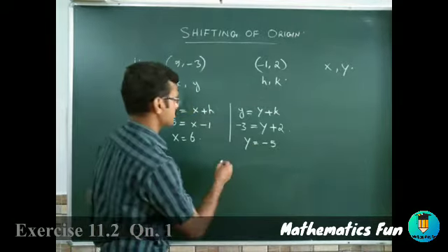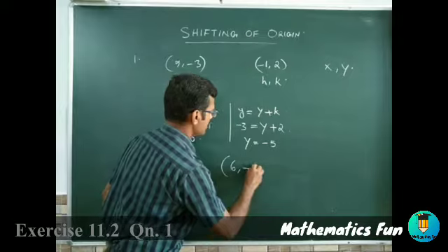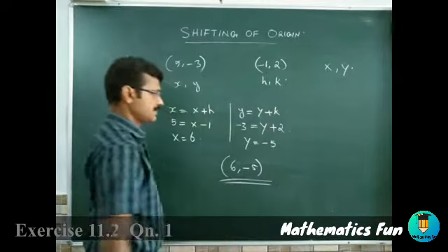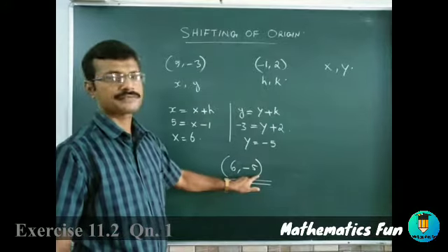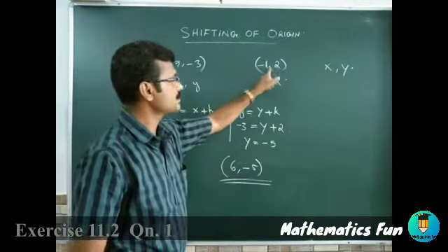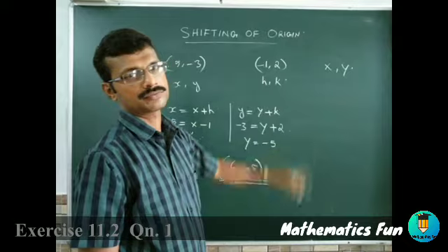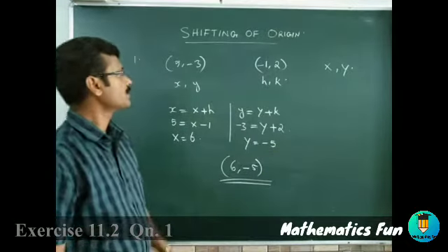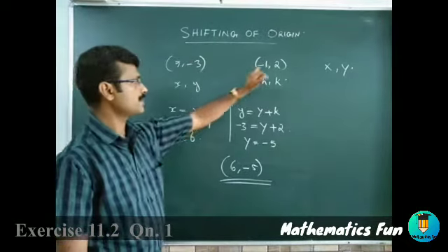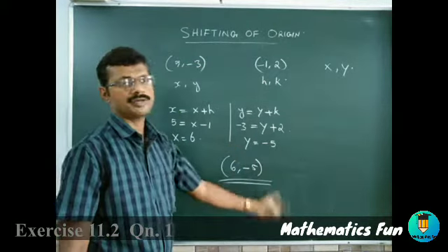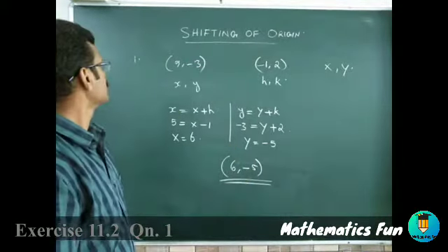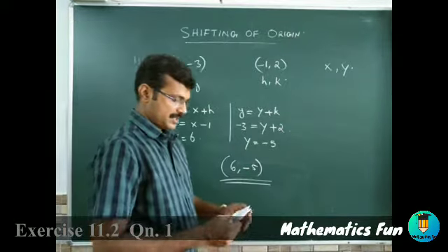Naturally the new coordinates will be 6 comma minus 5. So this 5 comma minus 3 becomes 6 comma minus 5 when origin is shifted to the point minus 1 comma 2. That is this question. Origin is shifted to the point minus 1 comma 2. This point will turn into 6 comma minus 5. This is question number 1.